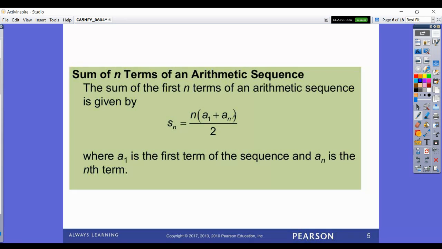Here we have that formula. This is what I just did. This is the first term plus the last term times the number of terms over 2. The reason we're dividing by 2 is because we took the first and last, so we kind of have to average those out.